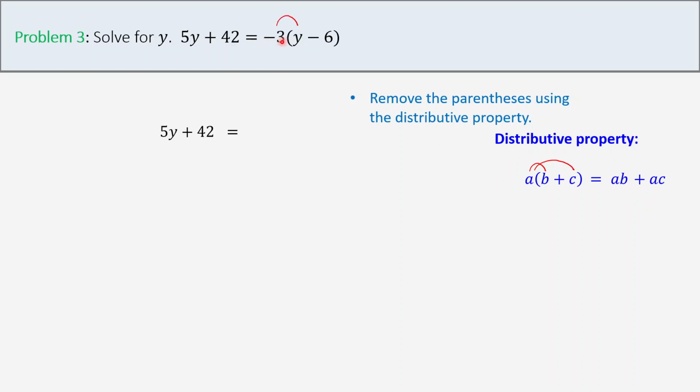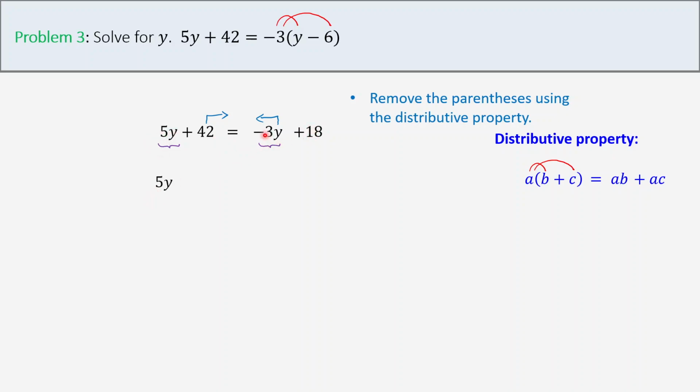Write this is equal to, now remove these parentheses by using this distributive property. Multiply negative 3 and y, negative 3y. Now multiply negative 3 and negative 6. You get positive 18. Now you have a variable here and also here. You need to move this term to the left so that all the terms with the variable y are on one side, and move this term to the right so that all the constant terms are on the right hand side.